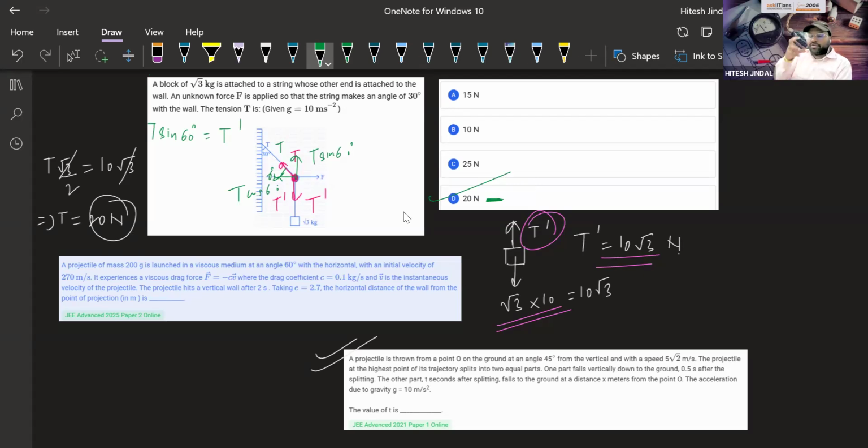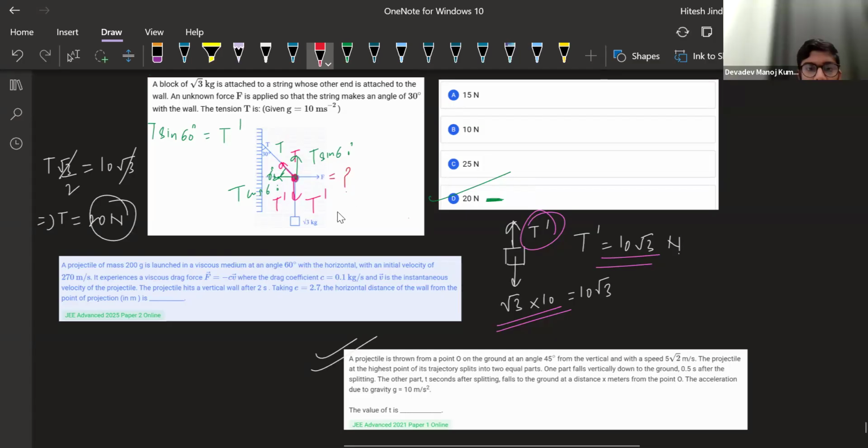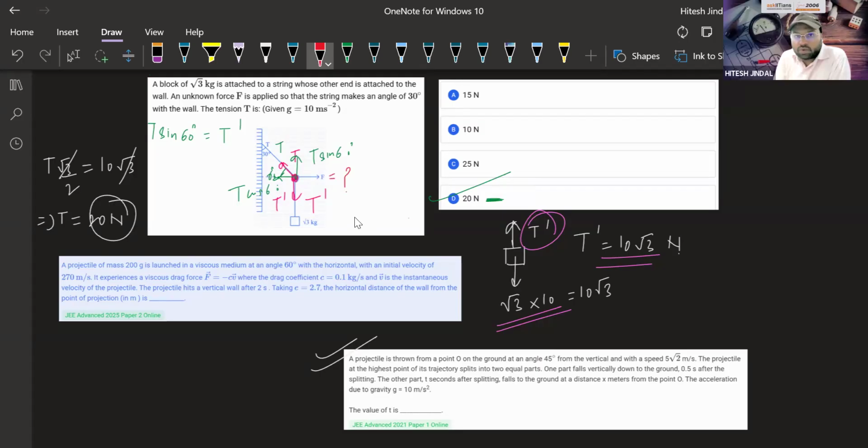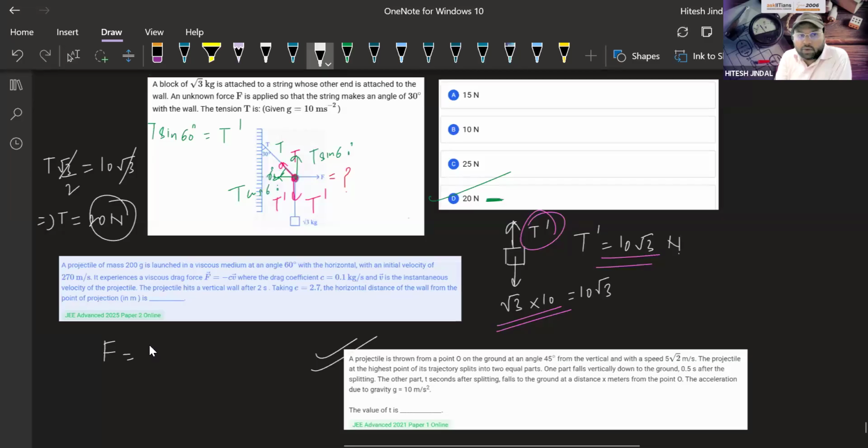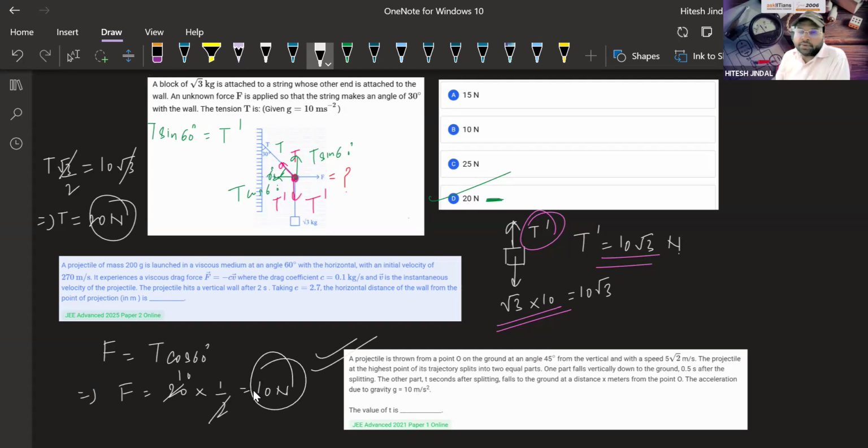Can you tell me the value of F here? Can we find the value of F? 10. How? Sir, it's equal to T cos 60, right? Right. So F would be equal to T cos 60 degrees. T is 20, cos 60 is 1 by 2. So it is 10 Newton. I hope you're getting this, right?